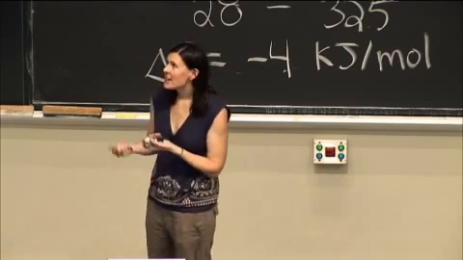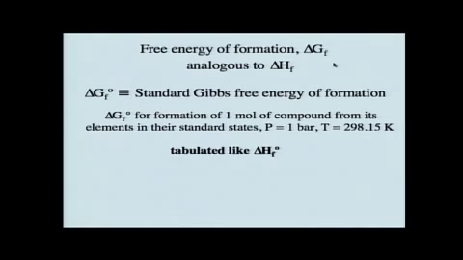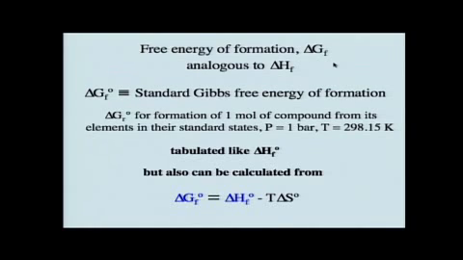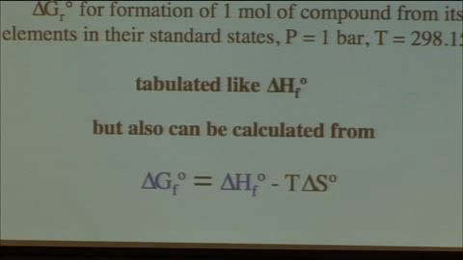So we know that we can tabulate it just like we tabulated delta H of formation, but we can also tabulate it from this reaction here, which it looks like I already told you, which I did, but I told you a more general form, which was for the free energy of a reaction. This is the free energy of a reaction, which is the formation of a certain compound, and this is the free energy of formation equals the enthalpy of formation minus T delta S.